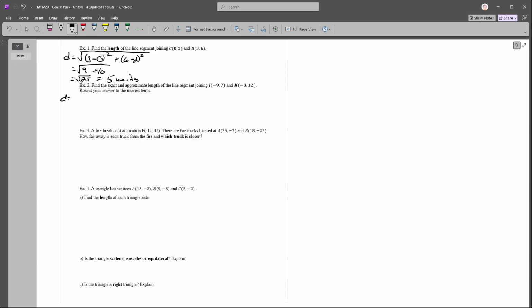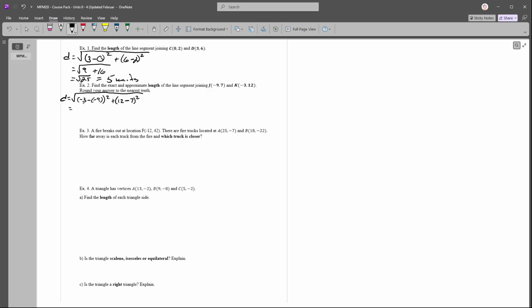Our distance is going to be equal to the square root of something. It's going to be x2 minus x1. So that's negative 3 minus negative 9. That whole thing is squared. Plus, watch your negative signs. It's easy to get lost here. And now our y's, which is 12 minus 7 squared.